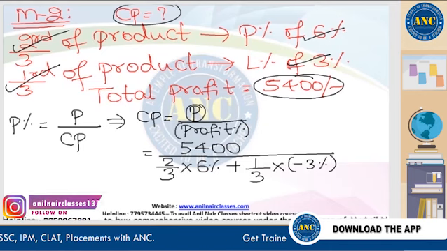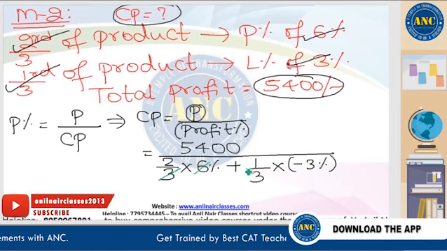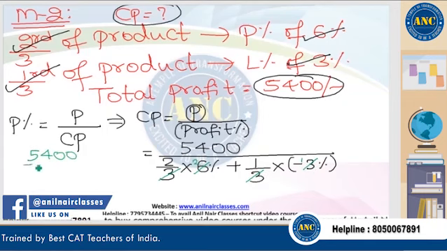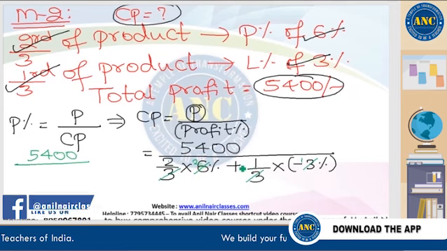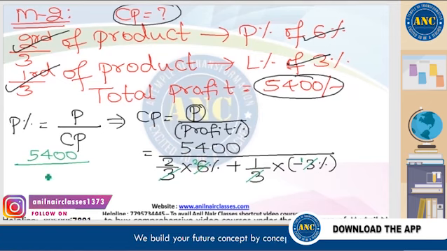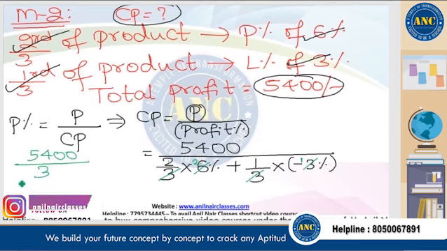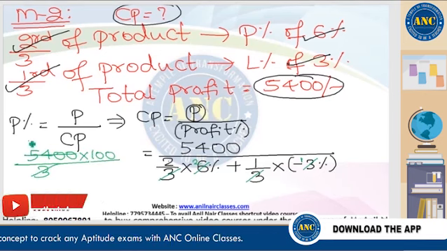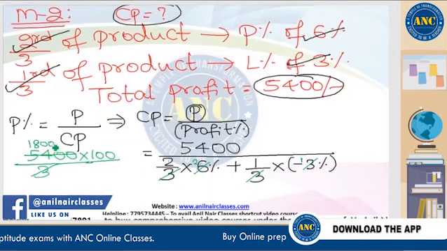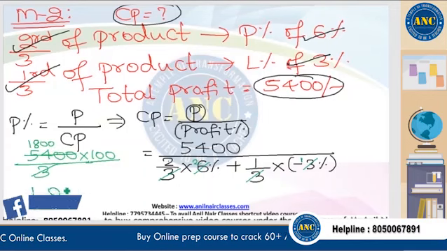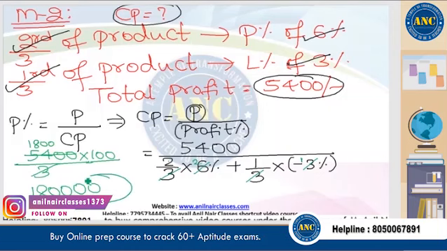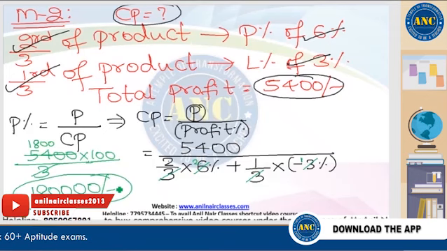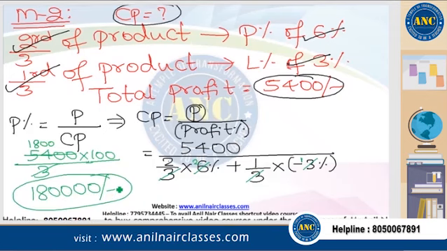If I simplify this further, 3 into 1, 3 into 2, 3 into 1, 3 into 1. This is 5,400 divided by 2 into 2 is 4%. 1 into minus 1 is minus 1%. 4 minus 1 is 3%. 3 by 100. That 100 will go above. It is 3 into 1, 3 into 1800. 1800 into 100 is again 1,80,000. You either apply method 1 or apply method 2. You will definitely end up with the same answer.